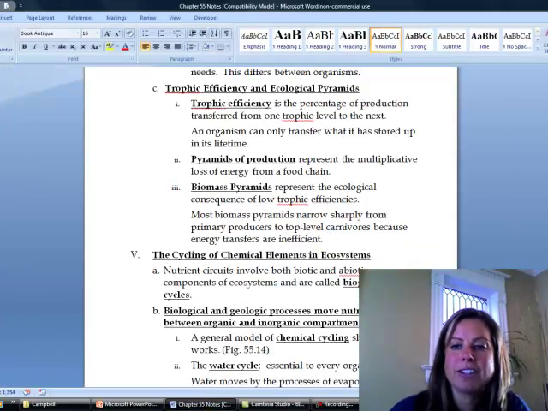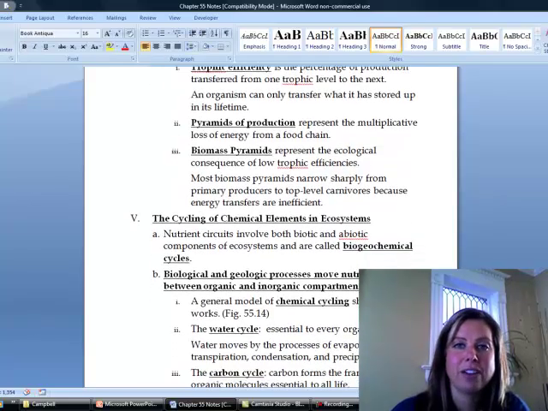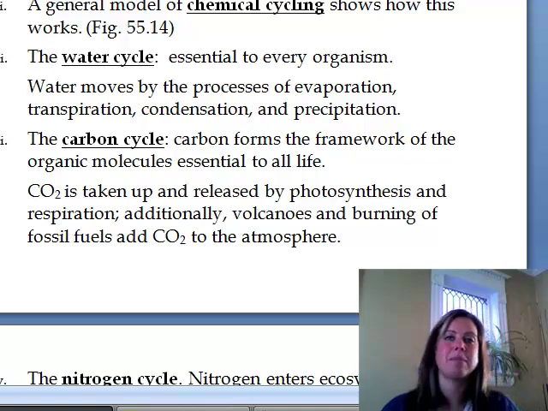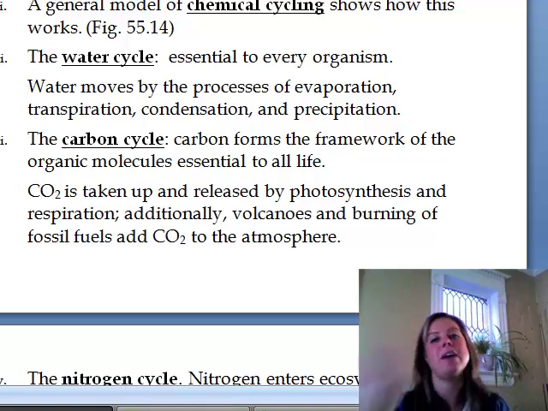So what we're going to get into next is chemical cycling. What we were talking about in this last section was how energy flows through an ecosystem, and now we're going to get into chemicals cycling through an ecosystem.